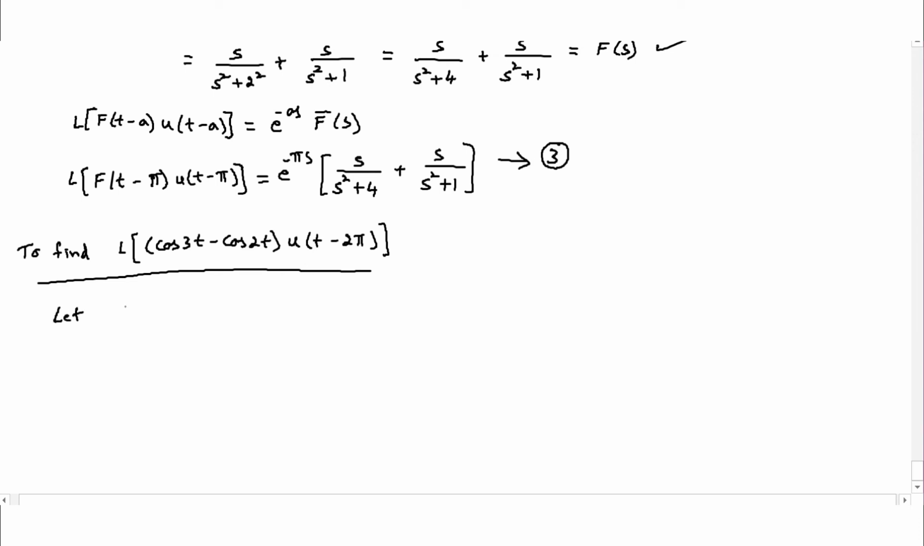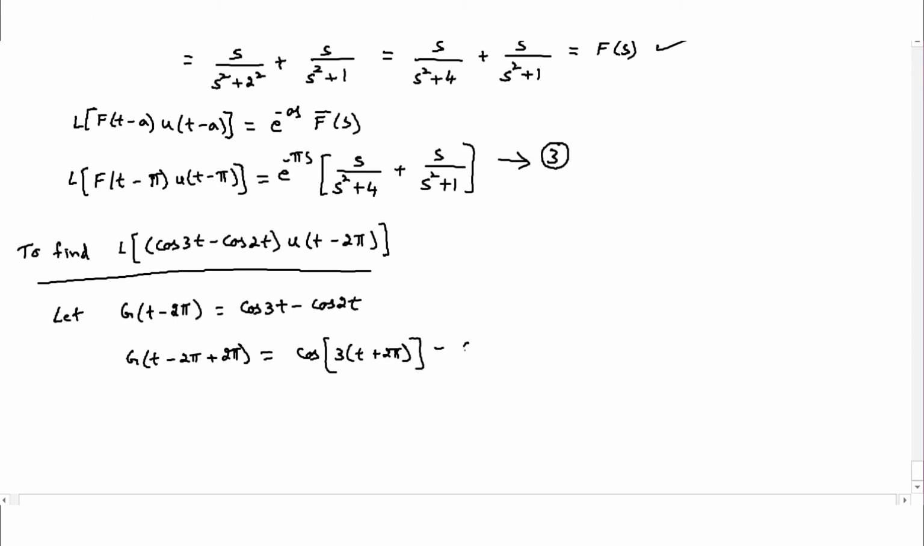So here I will take this function to be g of t minus b, and we know the b value is 2 pi. So g of t minus 2 pi will be equal to cos of 3t minus cos of 2t. We can just add 2 pi, so plus 2 pi, and on the right hand side also add 2 pi: minus cos of 2 times t plus 2 pi.